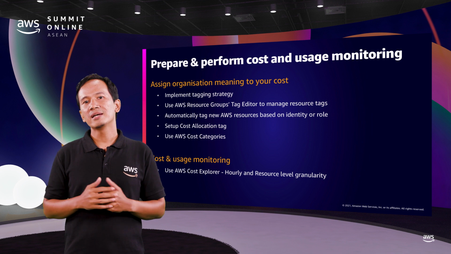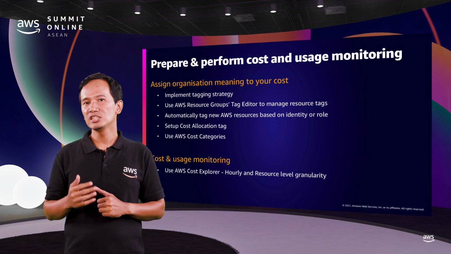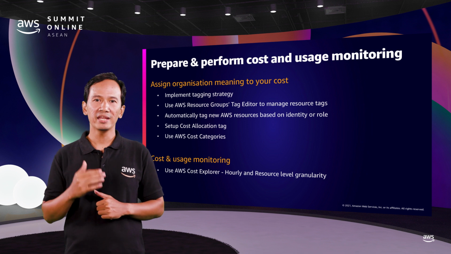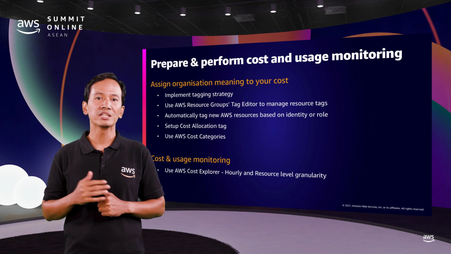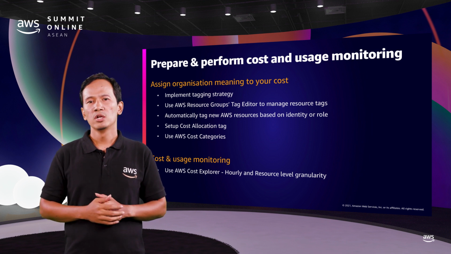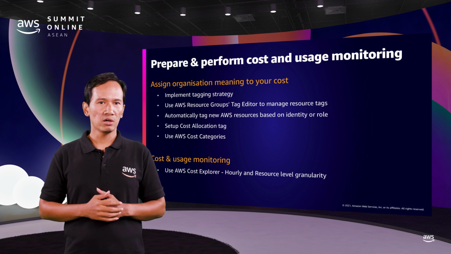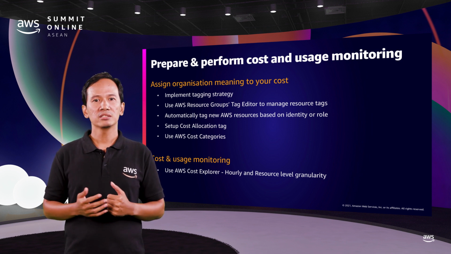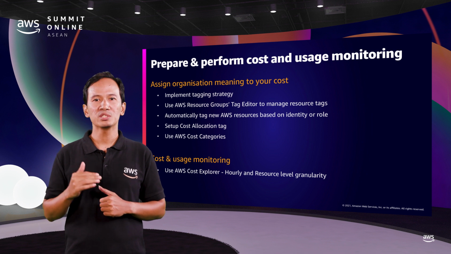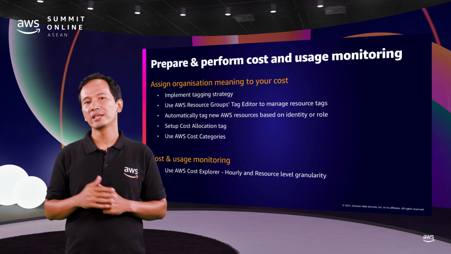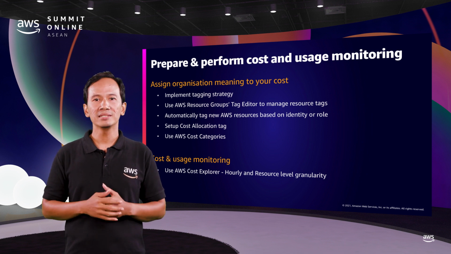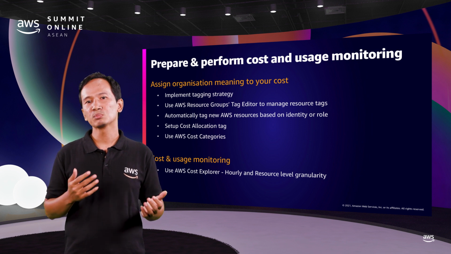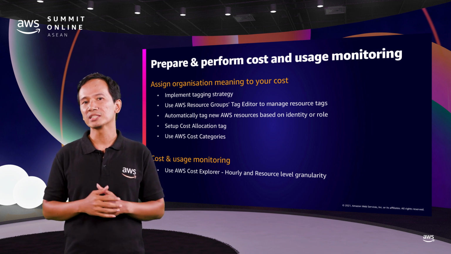AWS also provides another level of management capability in addition to tagging. You can use AWS Cost Categories to assign organizational meaning to your costs without requiring tags on resources. So, once you have prepared cost and usage monitoring, next, you can dive deep into your usage pattern and cost drivers using AWS Cost Explorer. It makes it easier for you to review your monthly trends, conduct free-form data exploration using the filtering and grouping functionality, and save your progress as a custom report.